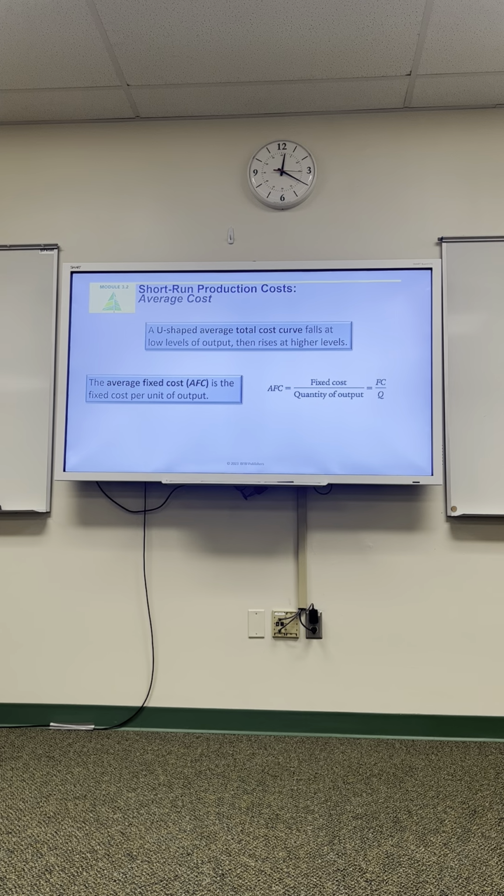So the U shape of the average total cost curve has to do with, at those lower levels of output, total costs are coming down because as you're spreading this out over greater output, the fixed costs are getting lower, right? So the average fixed cost curve kind of looks like this. Okay? It just continues to come down. Come down, come down, come down. Okay?